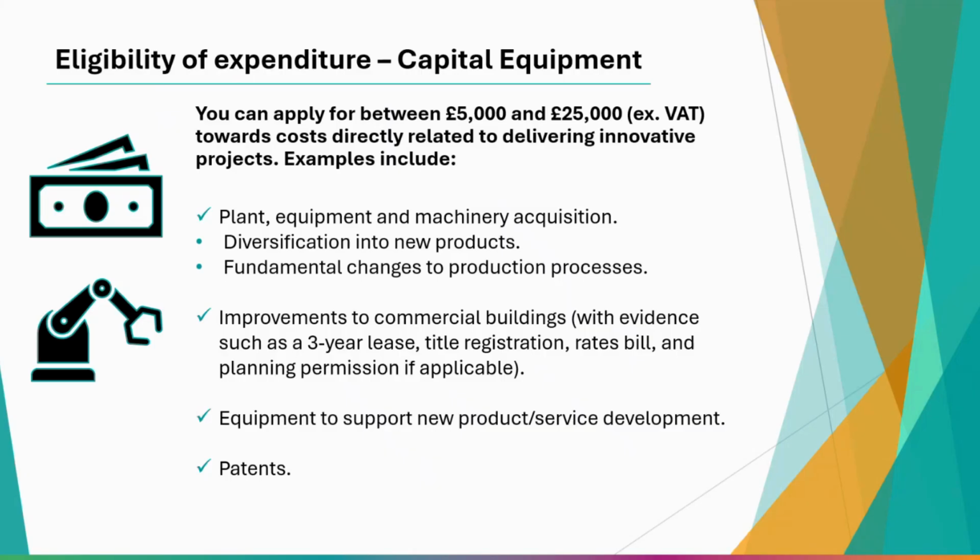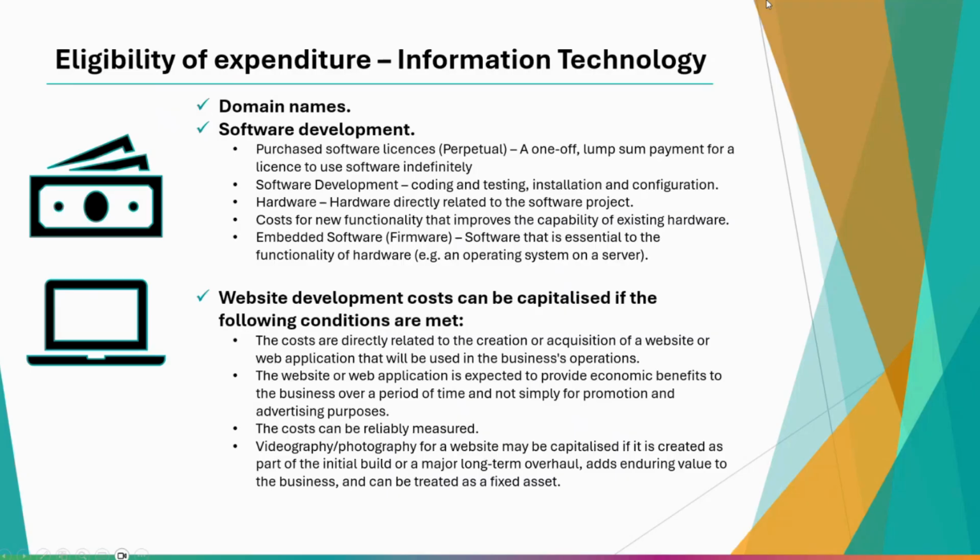The costs directly related to delivering innovative projects, and examples of those include plant, equipment and machinery acquisitions for the diversification into new products or fundamental changes to business processes. Improvements to commercial buildings with evidence such as a 3-year lease, title registration, rates bill and planning permission if applicable. Equipment to support new product service development and also patents to protect new products as well.